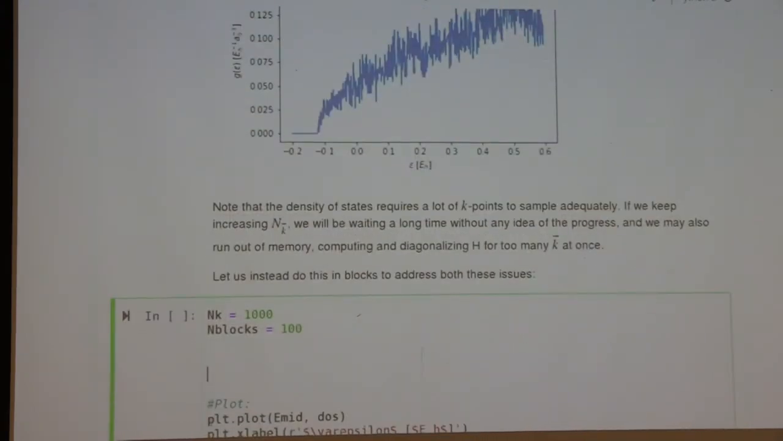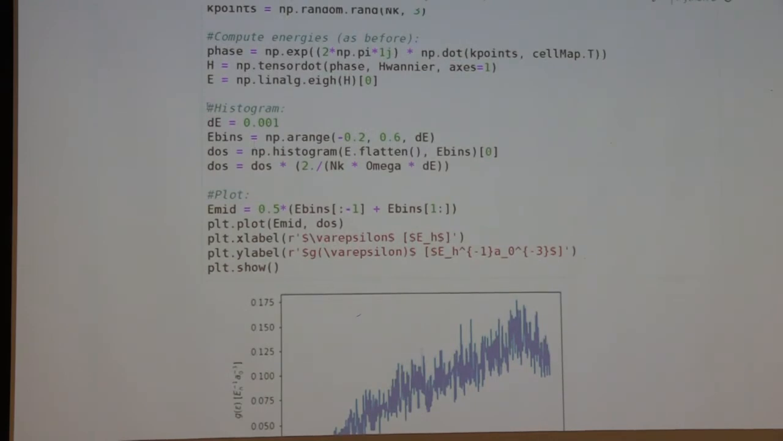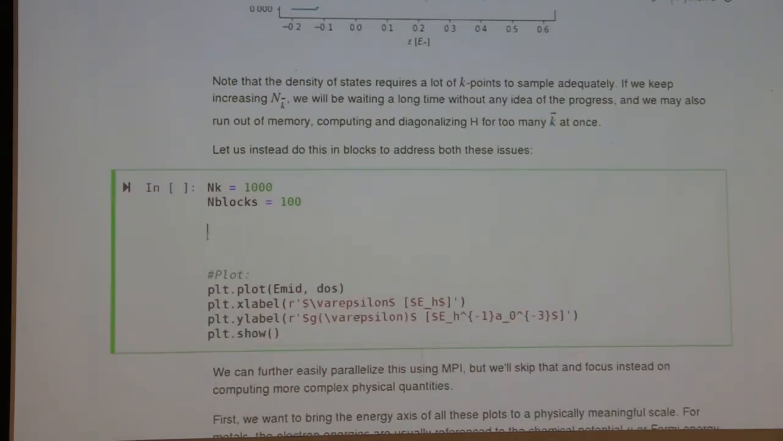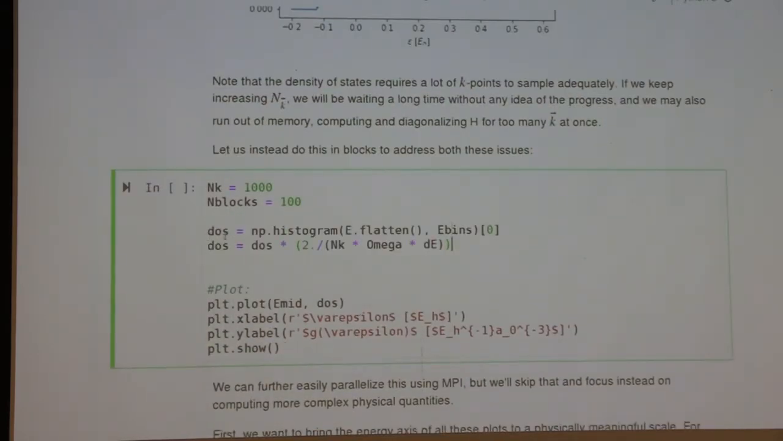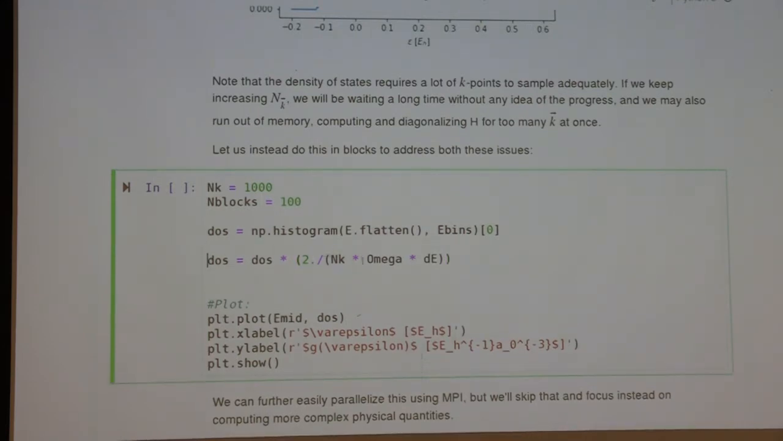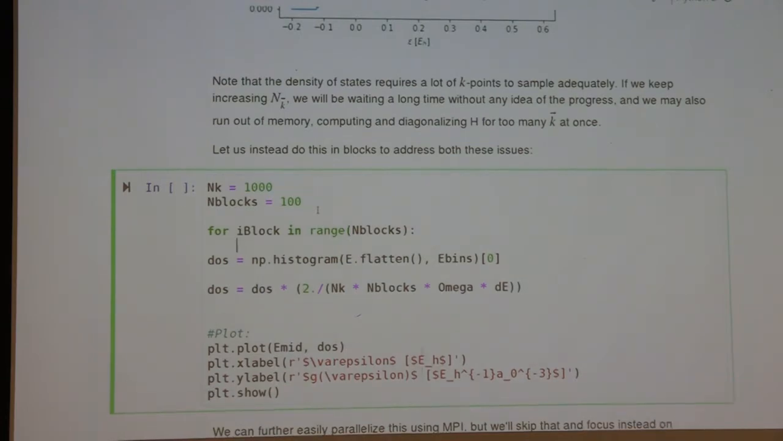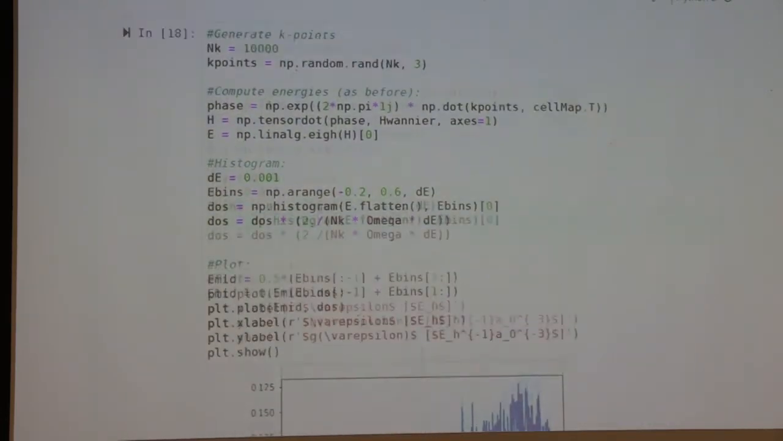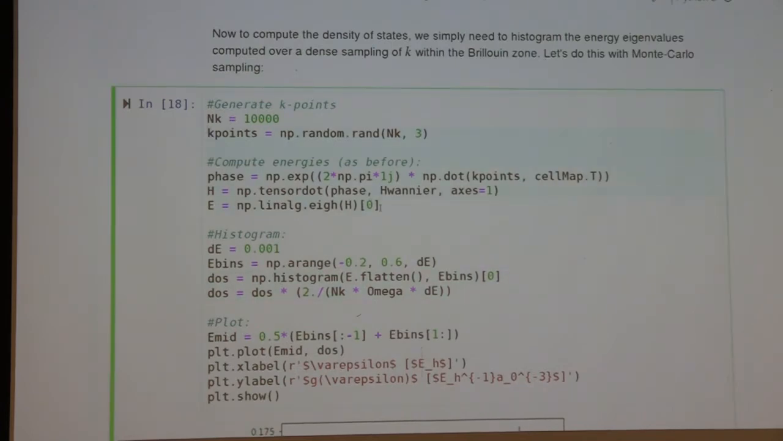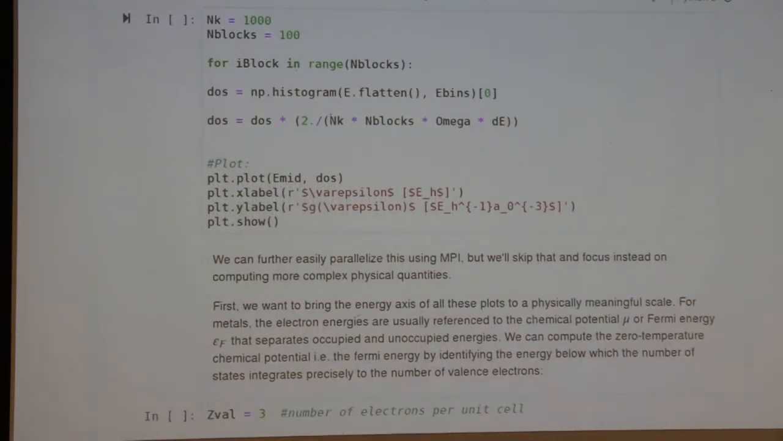So let me copy this. I'll eventually need to do the same operation, so I'll leave this normalization in there. But I'm going to do this n blocks times, so my effective number of k points is going to get multiplied by that. I'm going to loop over these blocks, and I'm going to do this calculation within that loop.